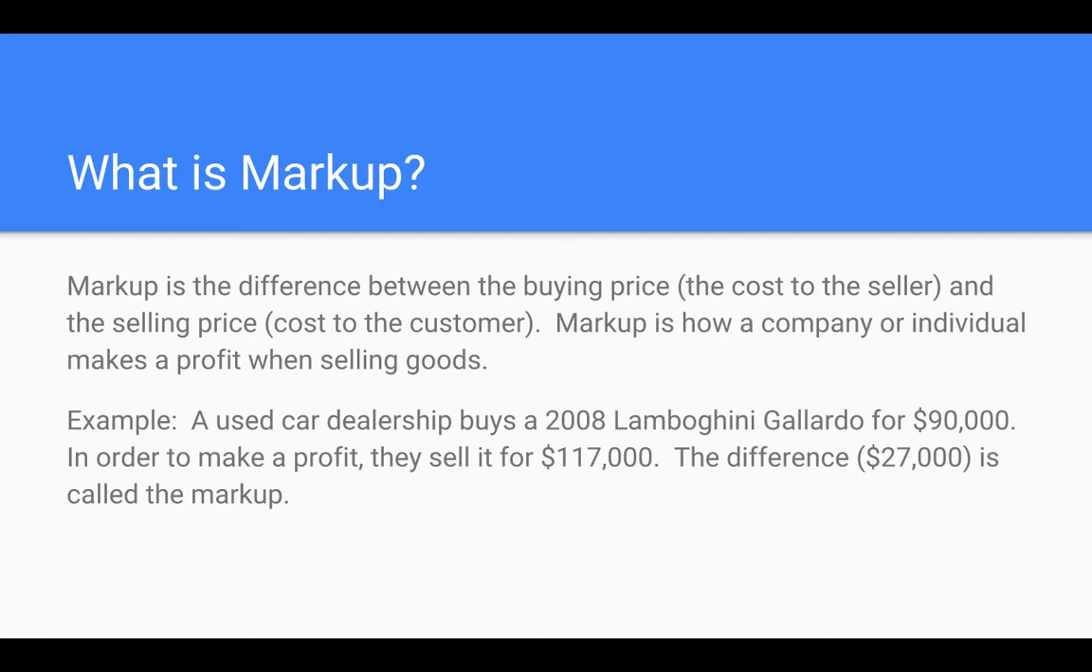Here's an example. A used car dealership buys a 2008 Lamborghini Gallardo for $90,000. They want to make money on the car that they bought, so in order to make a profit, they sell it for $117,000. The difference between what they sold it for and what they bought it for, $27,000, is called the markup.